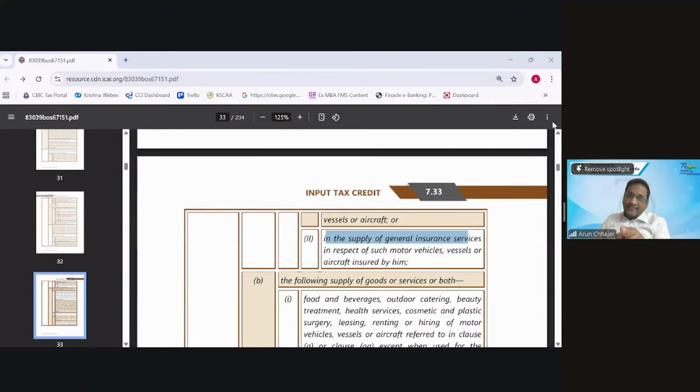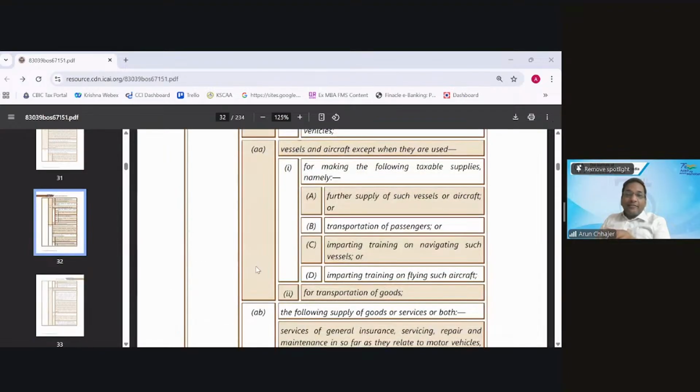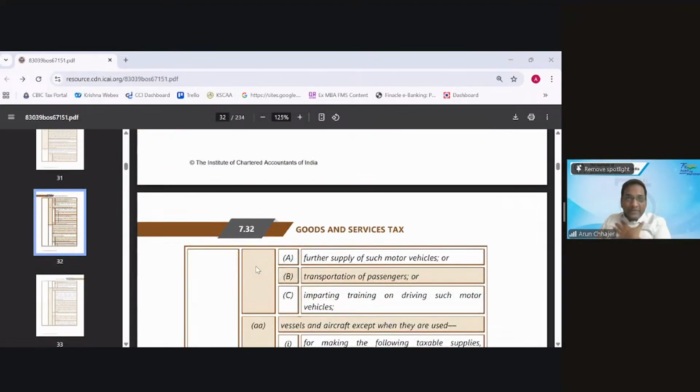The answer is yes. Now tell me, try to understand from my side, whether I am making the further supply of that motor vehicle. Sir, I don't have the car, so how will I make further supply? Whether the car is used for the transportation of passenger. Sir, the car does not belong to me. How can I use it for the transportation of passenger?